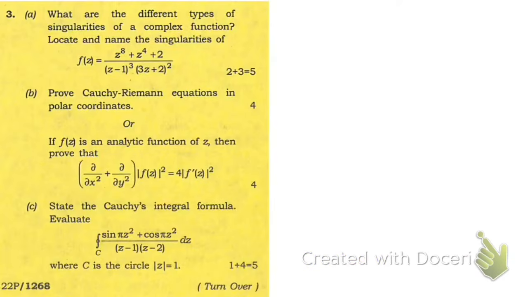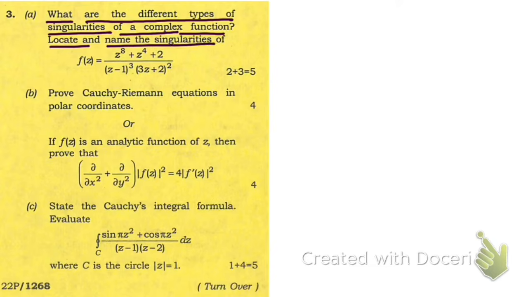So here is question number 3. What are the different types of singularities of a complex function, and name the singularities of this function. So now you see, what are the types of singularities? Generally, singularities are classified into two types. Those are isolated and non-isolated, right?